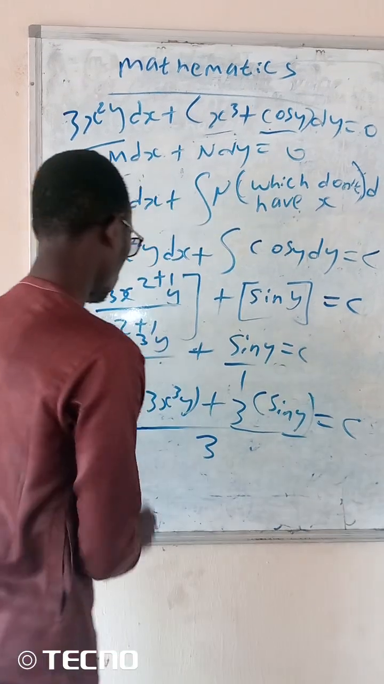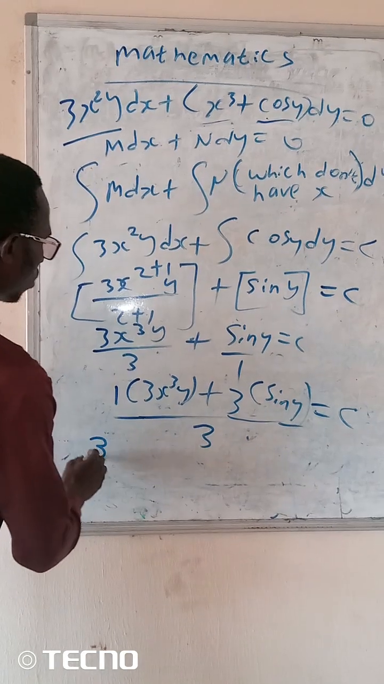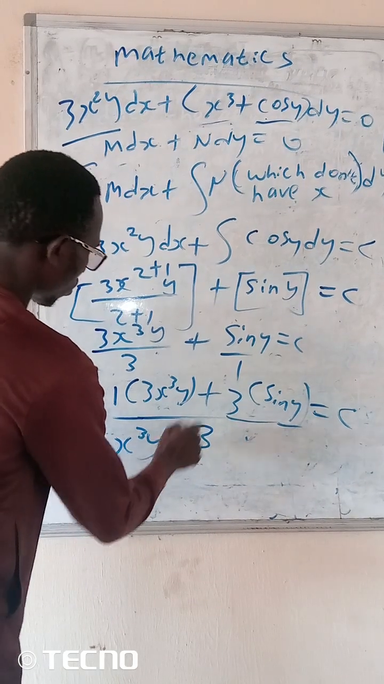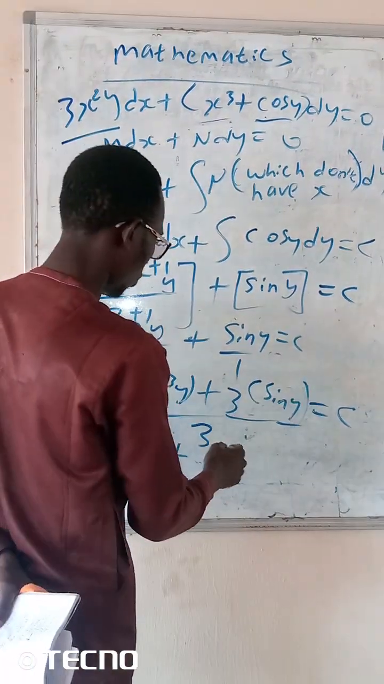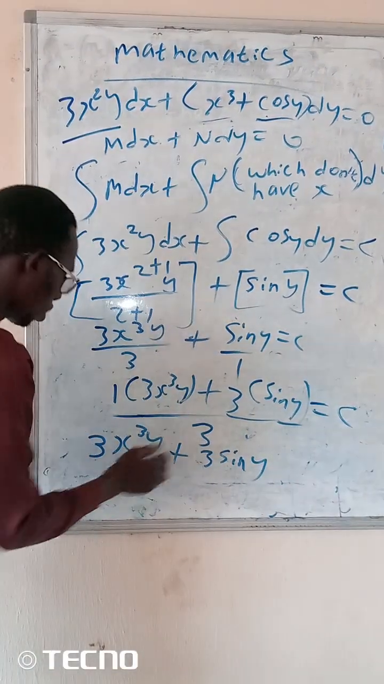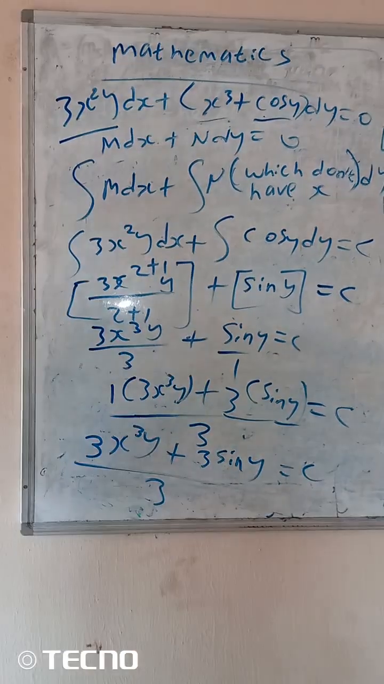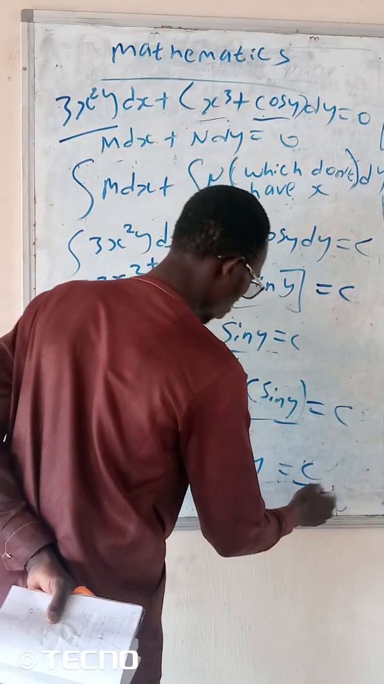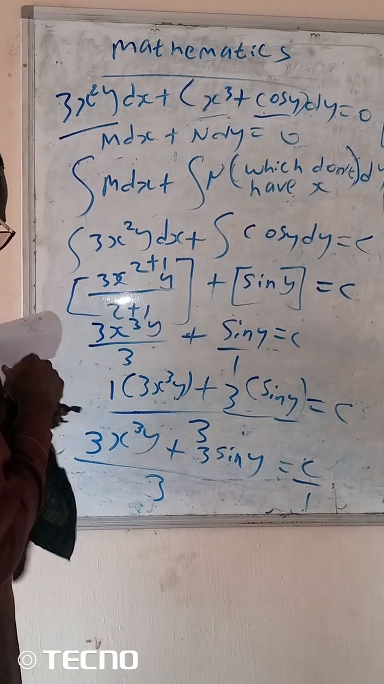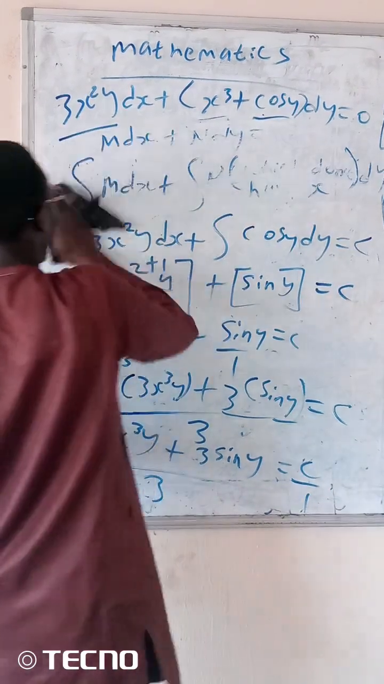So 1 multiplied by 3x²y gives 3x²y, plus 3 multiplied by sin y is 3 sin y, divided by 3, equals our constant. You can balance here with 1 and, when you balance here with 1, we're going to cross multiply.